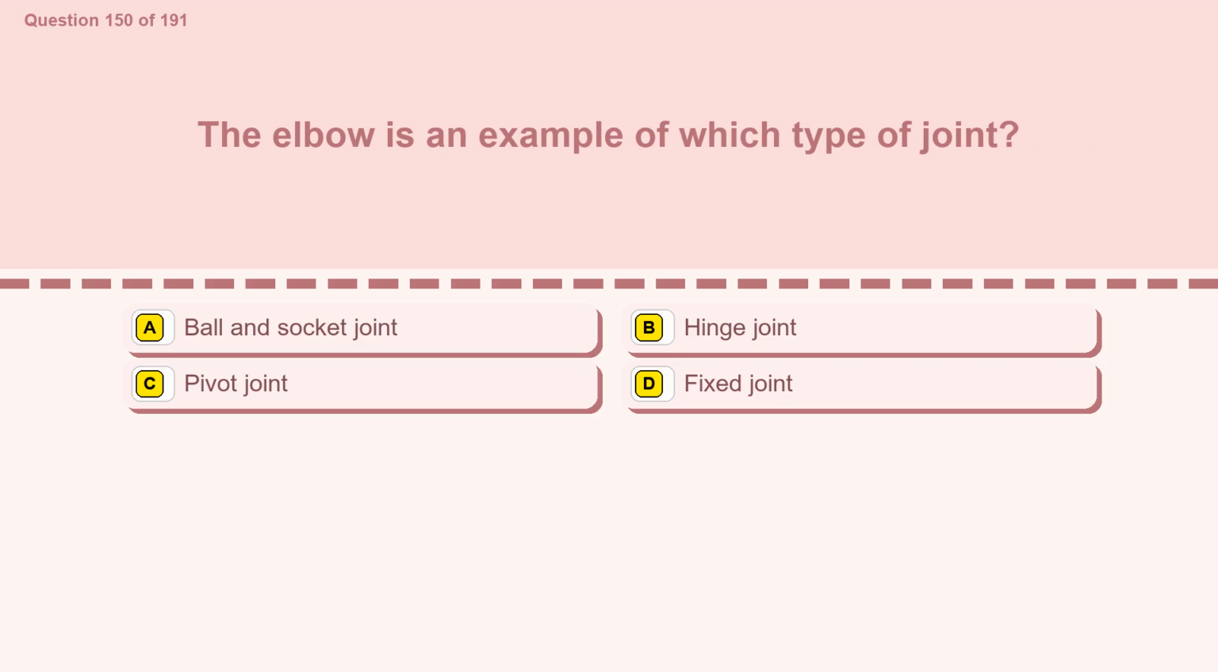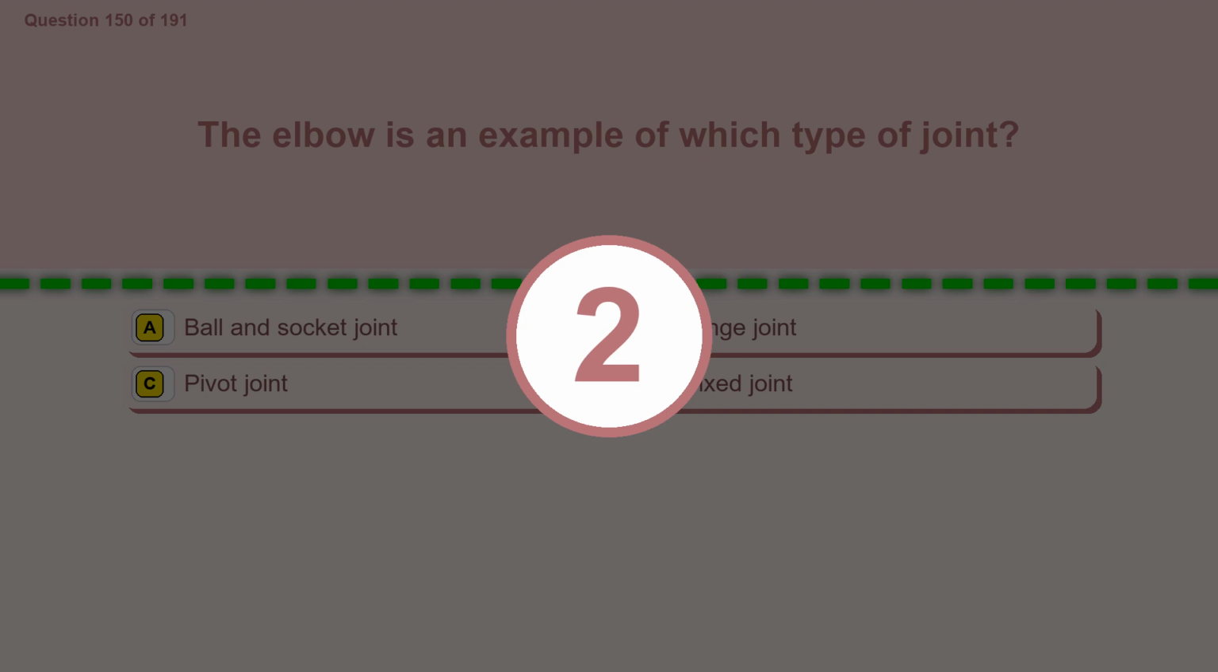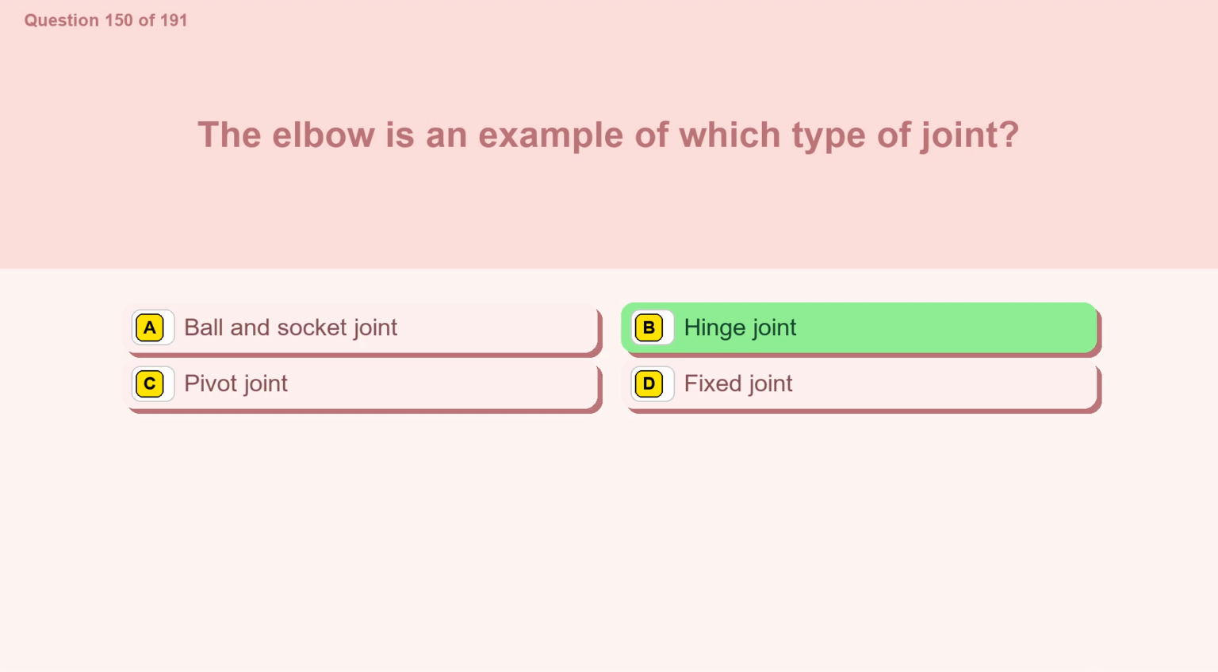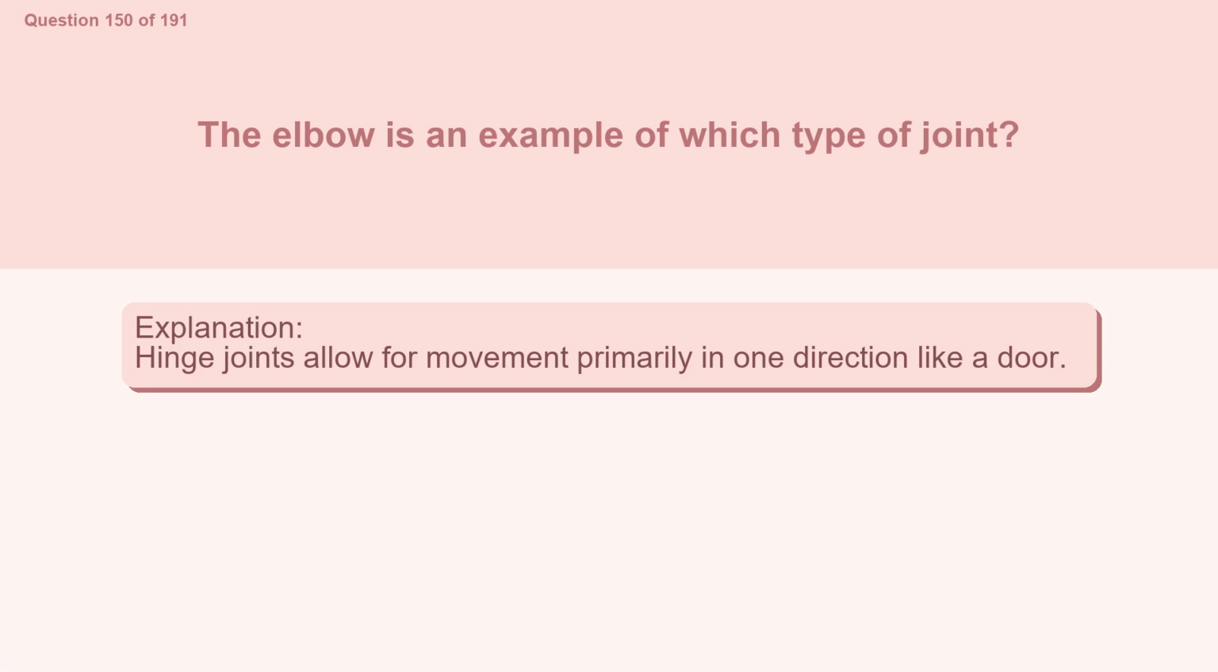Question 150. The elbow is an example of which type of joint? Option A, ball and socket joint. Option B, hinge joint. Option C, pivot joint. Option D, fixed joint. The correct answer is option B, hinge joint. Hinge joints allow for movement primarily in one direction like a door.